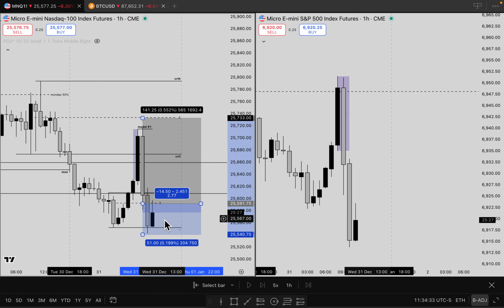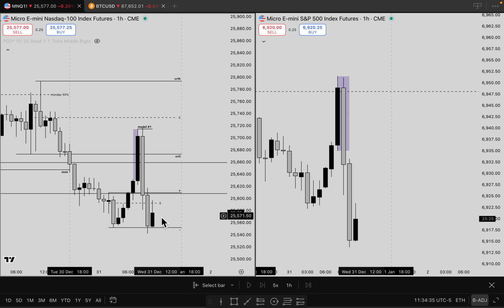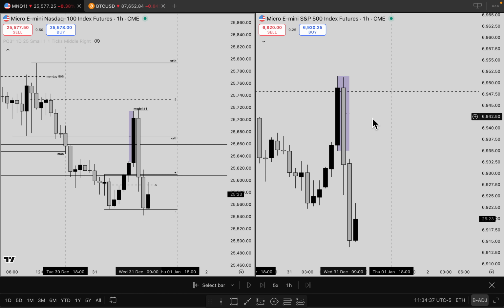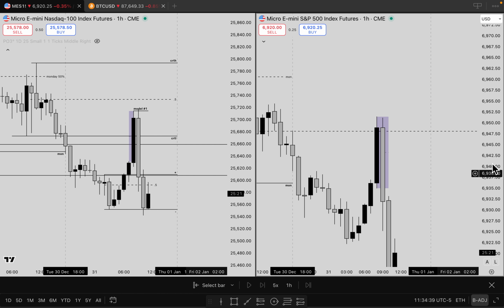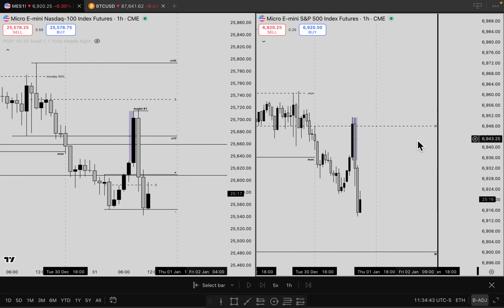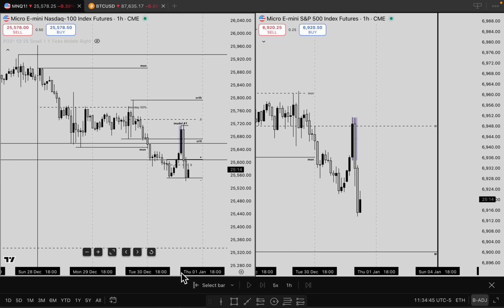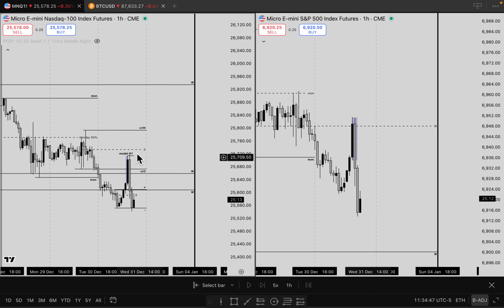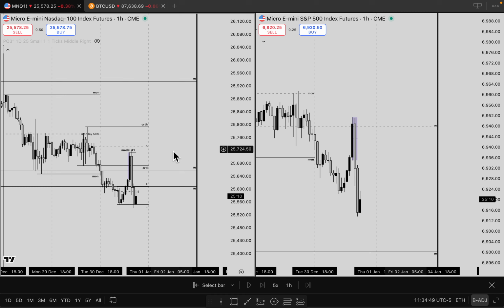And that's where we're at right now. I thought the day was going to be bullish, but it turned out bearish because of this SMT at a weekly 50%, while on NQ we were at the daily 50% and we didn't take it.